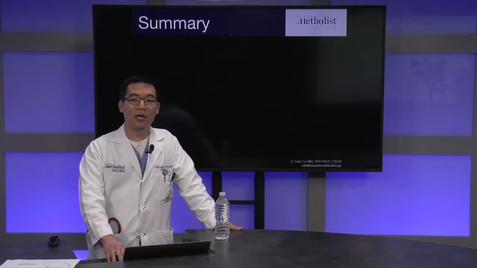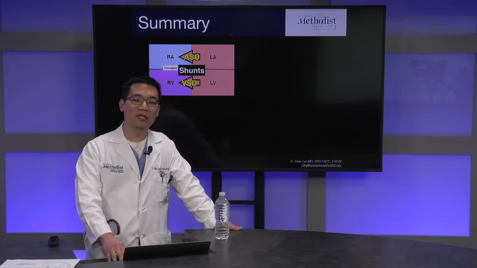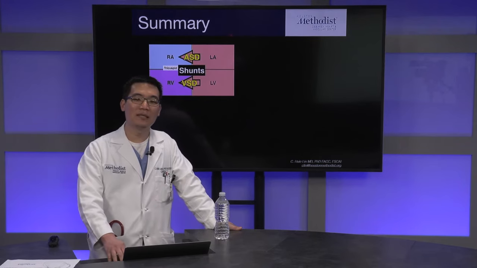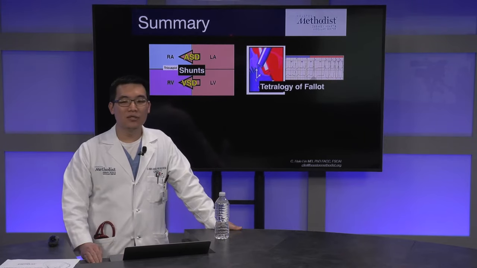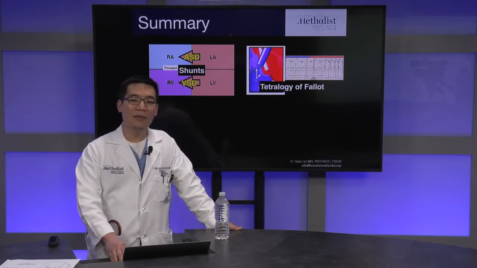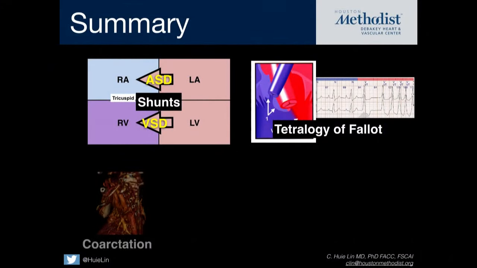So I've covered a lot of ground today. I talked to you a little bit about the difference between a pre-tricuspid and a post-tricuspid shunt using ASDs and VSDs as an example. I talked to you about right-sided lesions using a tetralogy of Fallot as an example, highlighting the importance of continuous surveillance of these patients and their risk of complications such as ventricular arrhythmias.